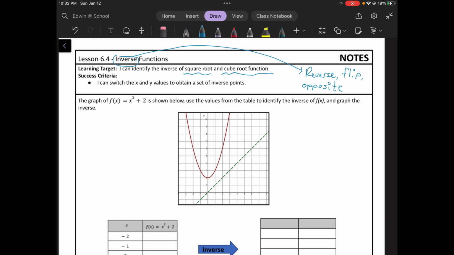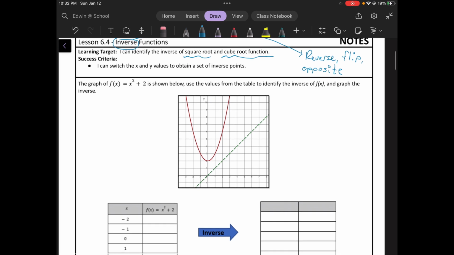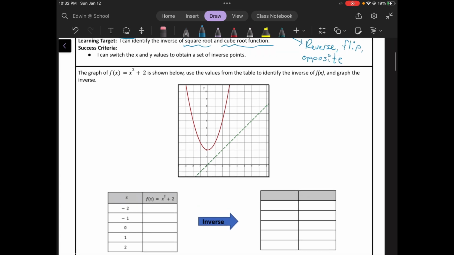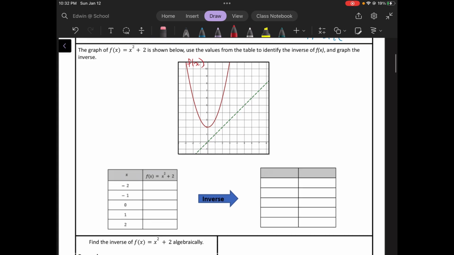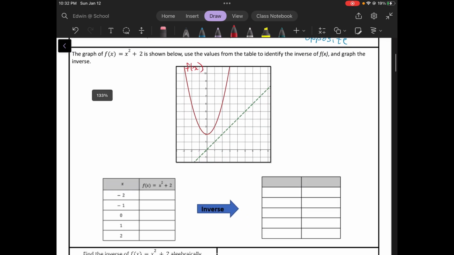And now, if we think of a reverse function, the opposite of that function, let's wonder how that looks mathematically or graphically. And we're going to do that using an example. So the graph of f of x is equal to x squared plus 2, and that is going to be shown below. And what we have to do is find the inverse of f of x, which is this thing right here on the graph. And we're going to need to graph it as well as make a table.